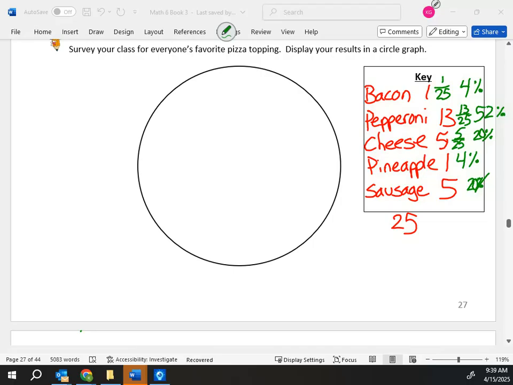So now we're going to break our circle up into percentages. What's our biggest section going to be? Lila? Pepperoni. Yeah, that pepperoni is 52%. So 52%, it's not halfway, it's a little bit more than halfway. So I'm going to make my line there, and I'm going to say about like that is going to be pepperoni at 52%. So I did the pepperoni.